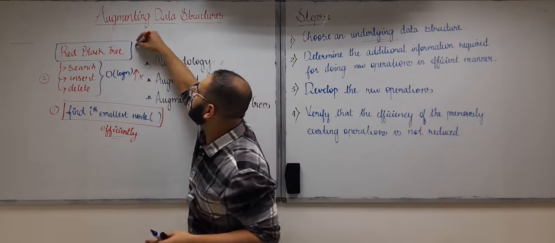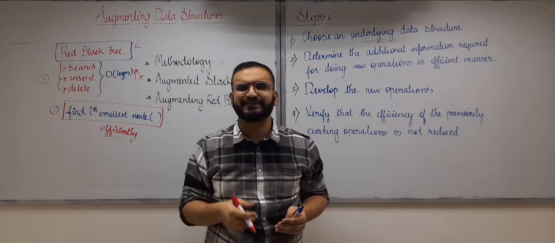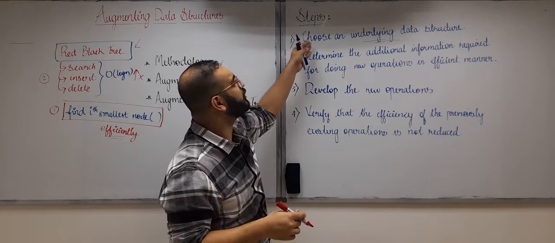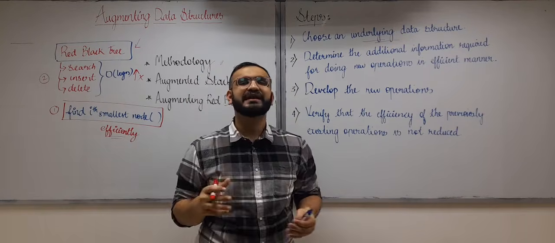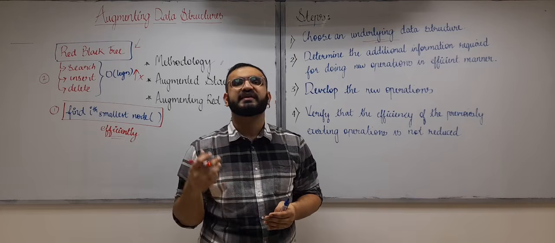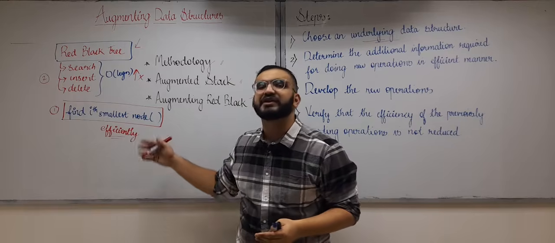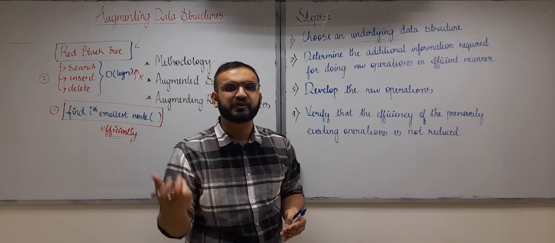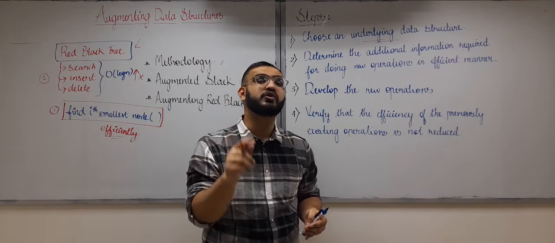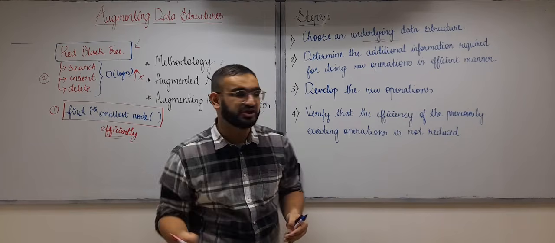So first of all, I have to choose which data structure I have to augment. In this case, it was a red-black tree, right? So first of all, we choose a data structure, and in the second step, we determine the additional information that is required in order to perform this new operation efficiently. We don't just have to perform the operation, but we also have to ensure that we perform that new operation in an efficient manner, right?